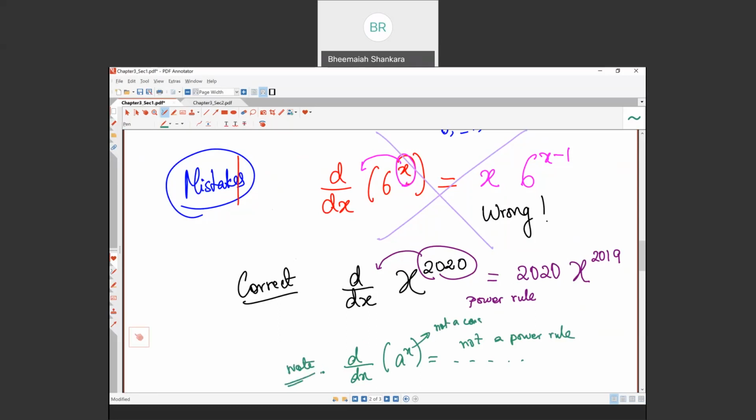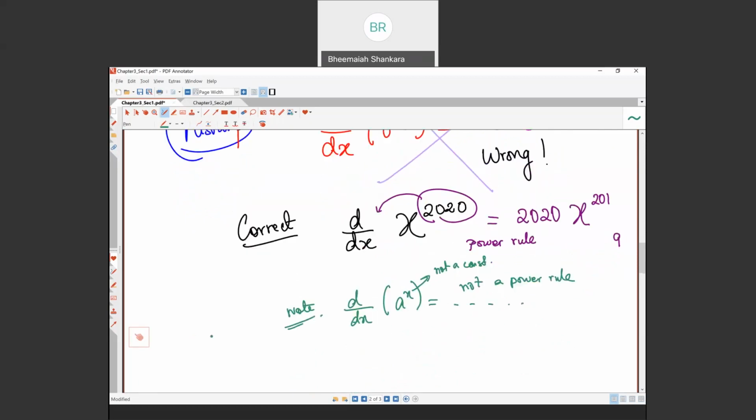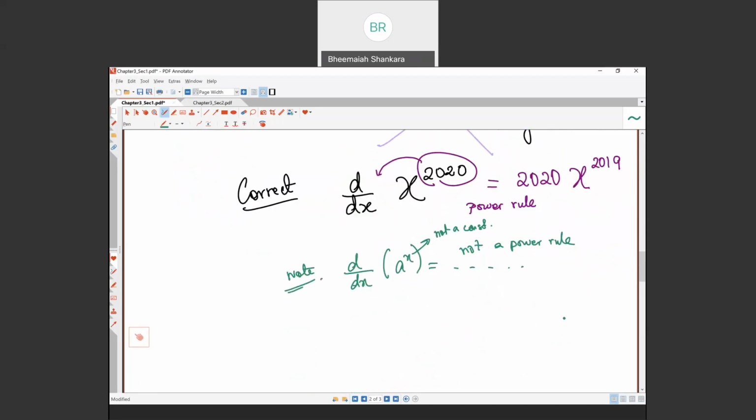And this is one common mistake which most often I see in some of the quizzes or exams. Again, I really don't want your class to repeat this mistake. So make sure you all understand how and when to apply the power rule of differentiation. We'll end this lecture here.